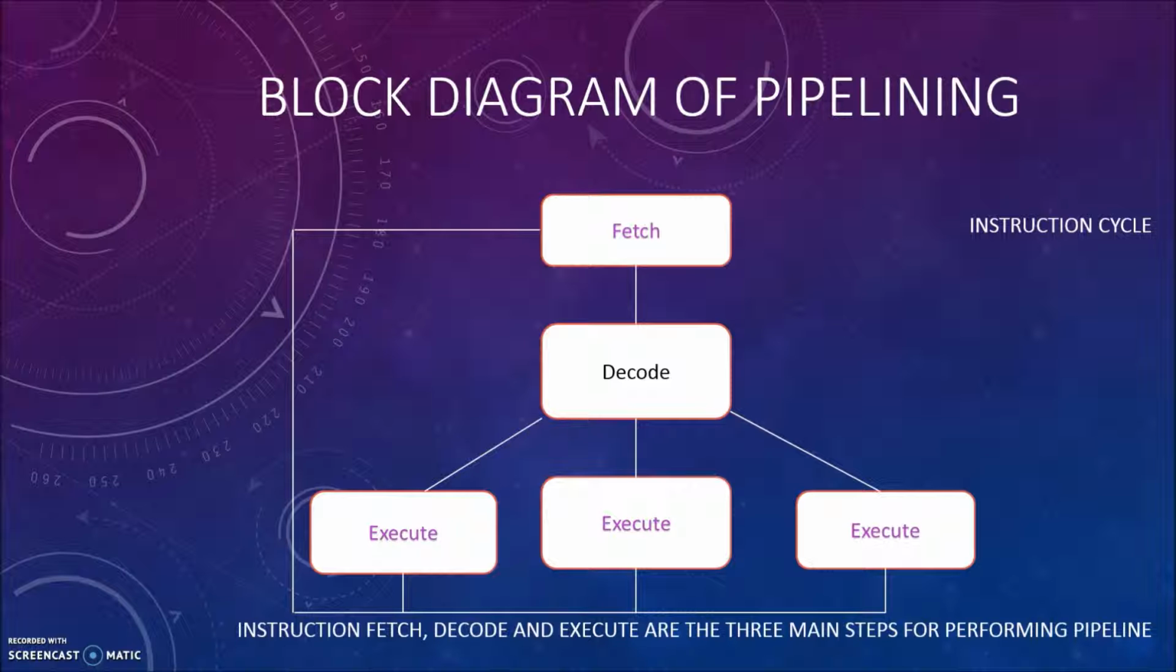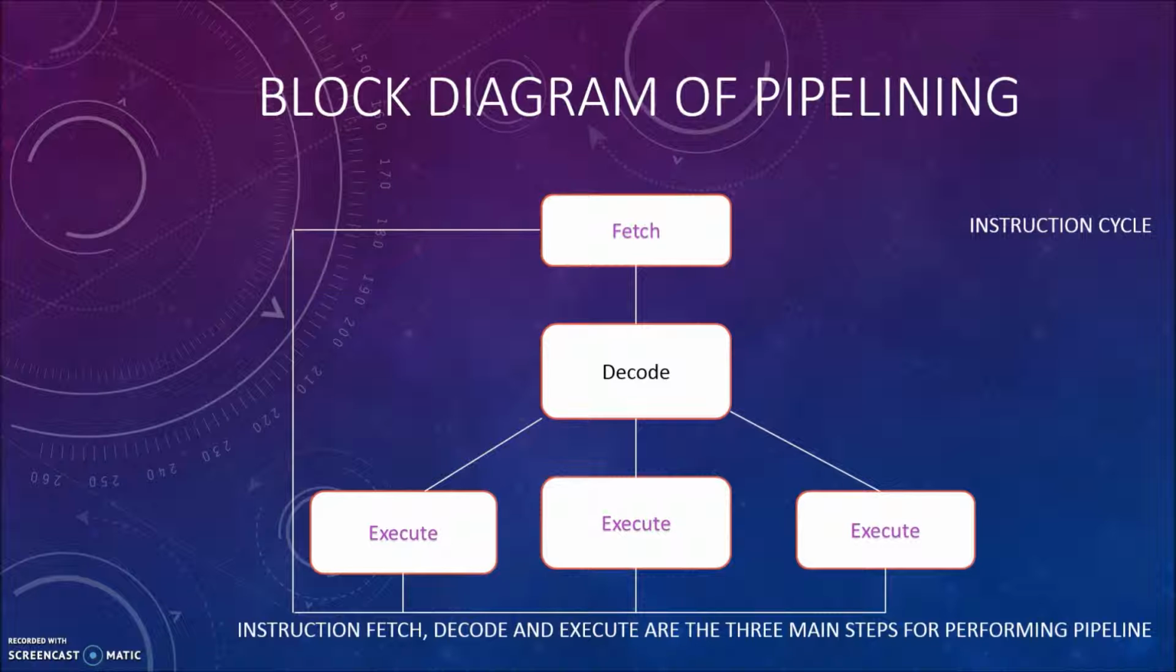The block diagram of the pipelining here shows how the exact pipelining takes place. Pipelining depends on various stages. It can be 3 stage, 2 stage, 5 stage, etc. But normally we are implementing a 5 stage process here.